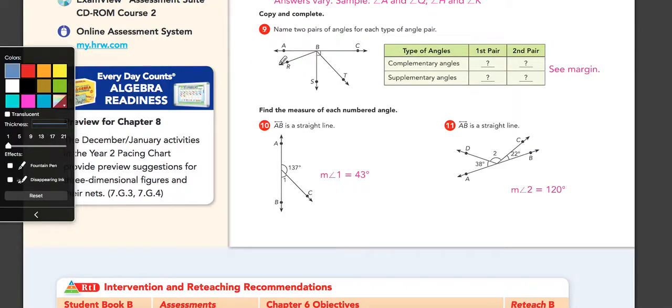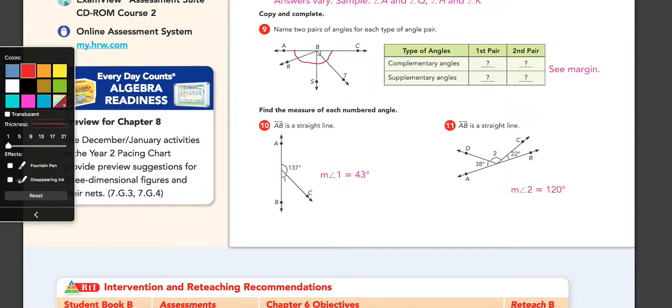Another pair we could say, ABS along with the other right angle SBC makes a 180 degree angle. And the last one we have, let's go with ABT and TBC. Those two make a 180 degree angle.